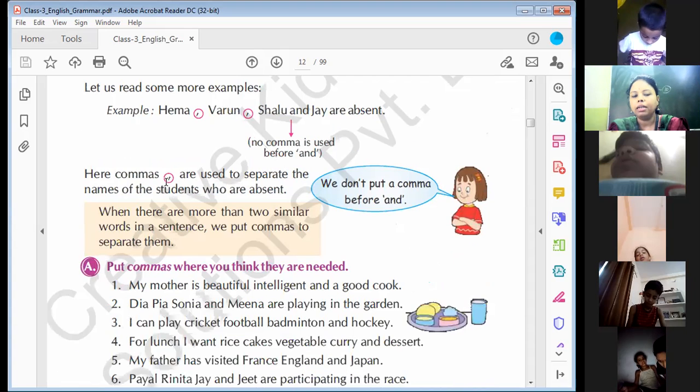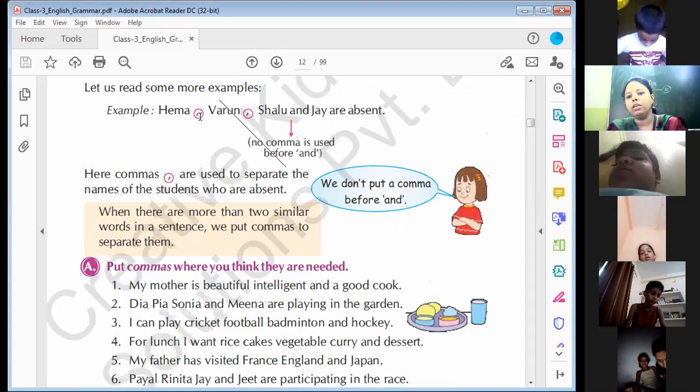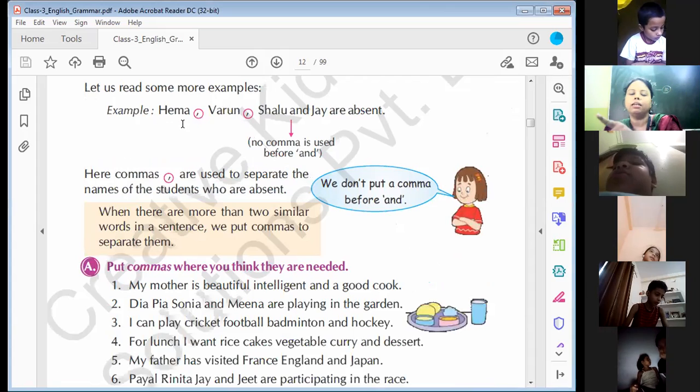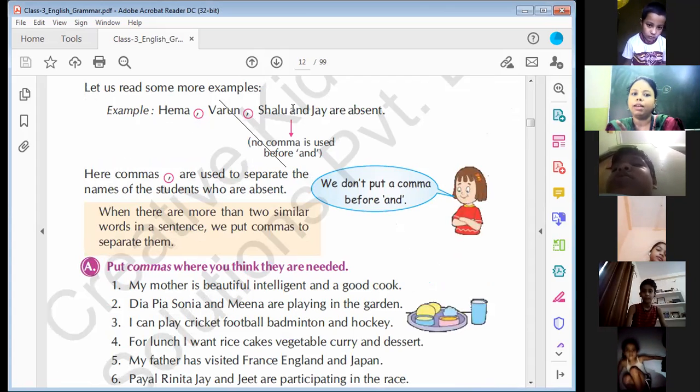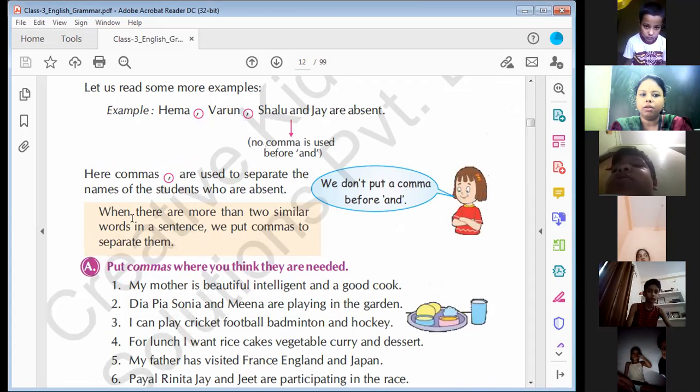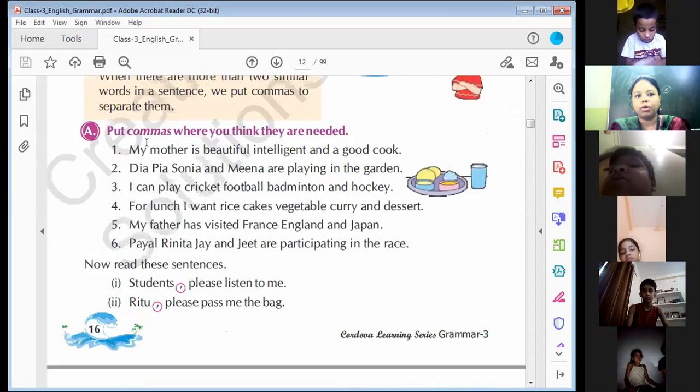Comma is only for two words. And if there are 3, 4, or 5 words, then we have to write them with commas, and before the last word, we have to write "and", not a comma. As you can see here, when there are more than 2 similar words in the sentence, we put commas to separate them. Put commas where you think they are needed.